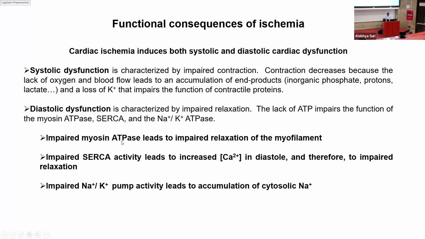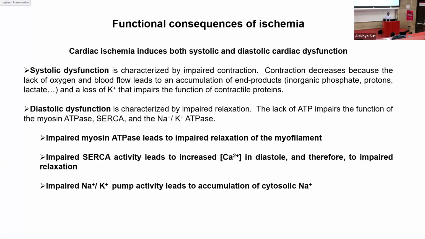The myosin ATPase utilizes 50%, SERCA utilizes about 25%, and sodium potassium ATPase utilizes 15% of the ATP synthesized by the cardiac myocyte. So if there is no oxygen supplied to the myocardium, oxidative phosphorylation will go down. That will result in a reduced amount of ATP synthesis. And since the ATP level goes down, it will affect all three molecules, which are important for muscle relaxation.